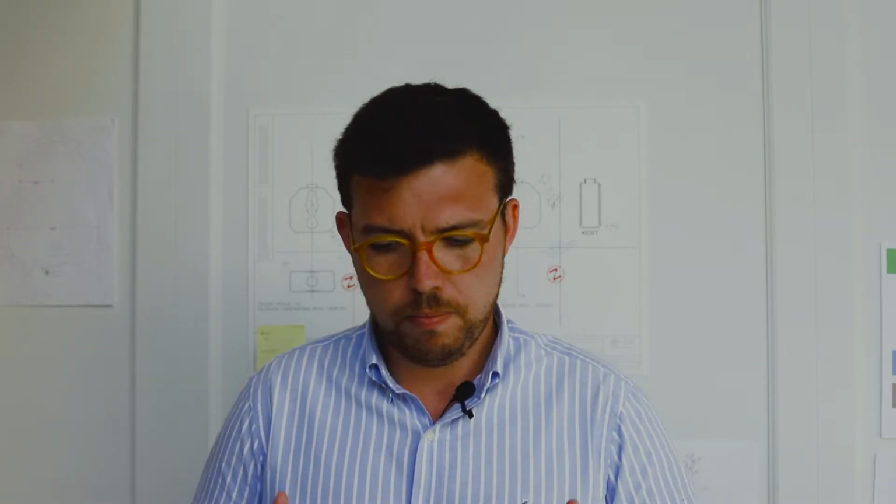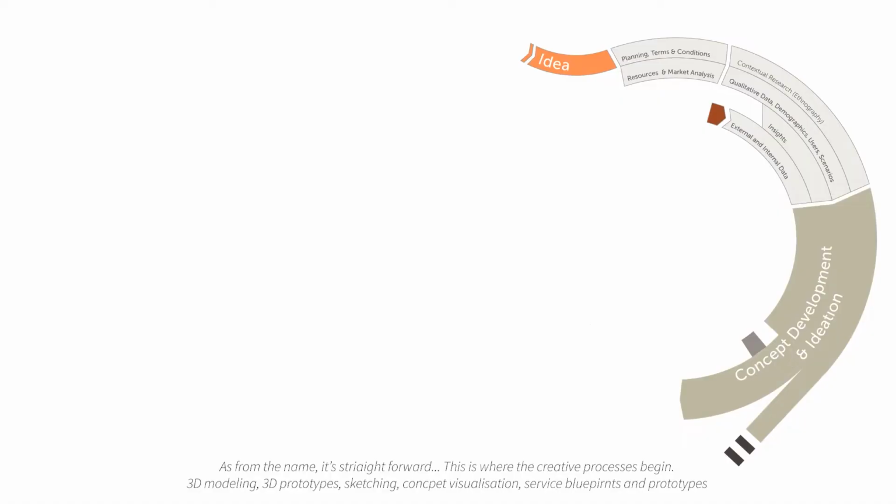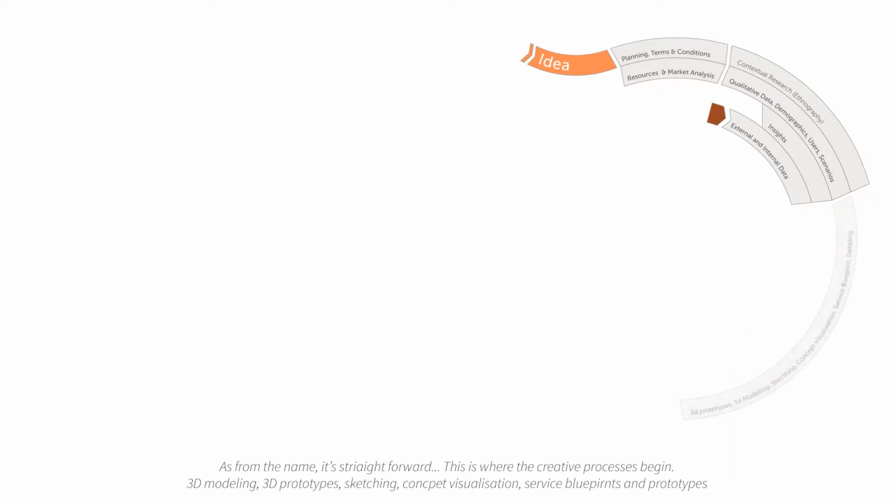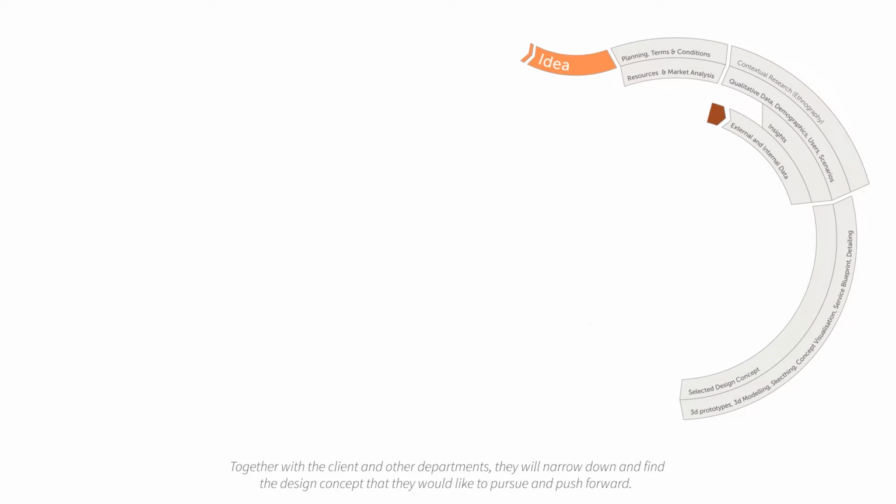And as from the name, it's straightforward. This is where the creative processes begin. So 3D prototypes, 3D modeling, sketching, concept visualizations, service blueprints, service prototypes, all the details will start popping up and concepts will be formed. Usually in this section of the model, design teams generate a couple of concepts, and together with the client and other departments, they narrow down and find the design concept that they would like to pursue and push forward.